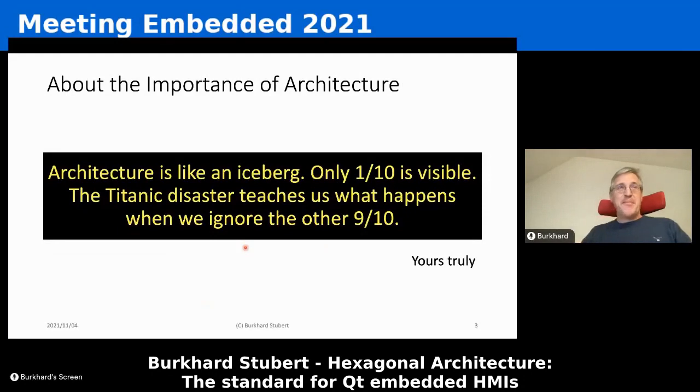One warning before that. Why is architecture important? Architecture is like an iceberg. Only 1/10 is visible. And the Titanic disaster teaches us what happens when we ignore the other 9/10. And I've seen too many projects that started without an architecture or with the wrong architecture, and then they hit a wall typically after 3 to 5 years, where they had to re-implement basically everything or large parts of their application. And we are easily talking about a couple of millions of euros or dollars you can sink with that. So it's important to get the architecture right and to find the right architecture.